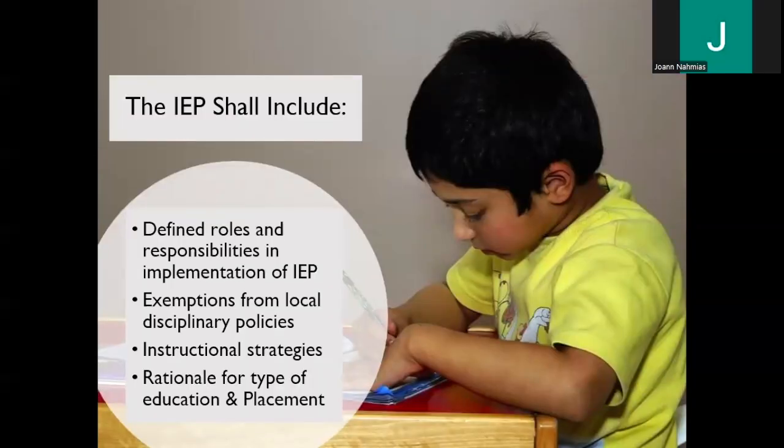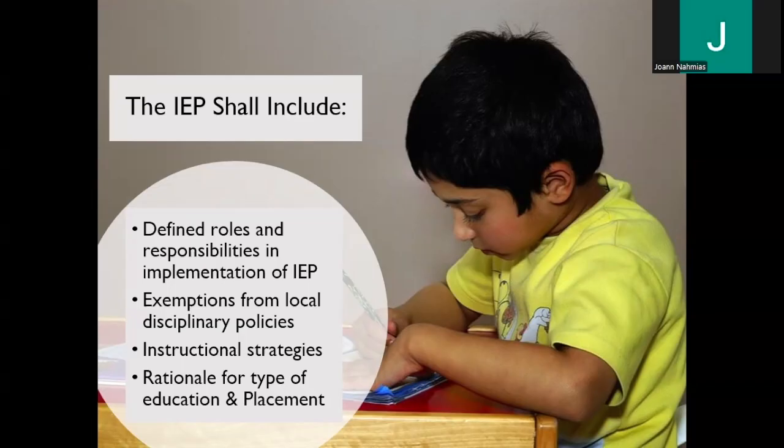The IEP should clearly define the roles and responsibilities of everyone involved in implementing the plan. This ensures accountability and clarifies who is responsible for delivering specific services and supports. The IEP may include any exemptions from local disciplinary policies when appropriate, to ensure the student's disability is properly considered in behavioral decisions. The IEP should outline the instructional strategies that will be used to support the student's learning.